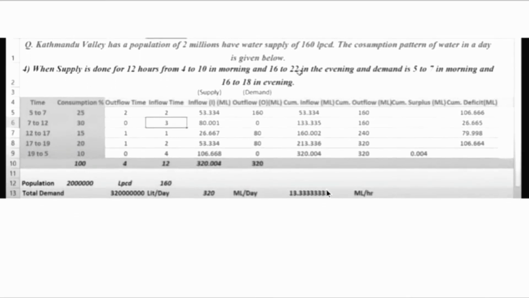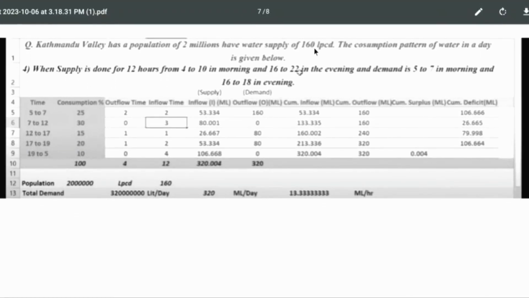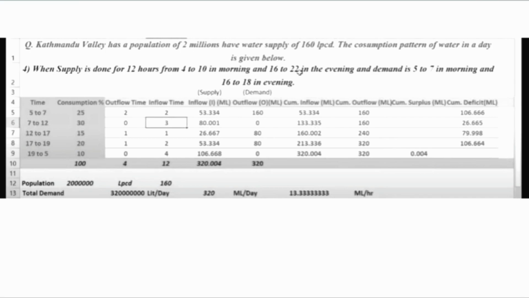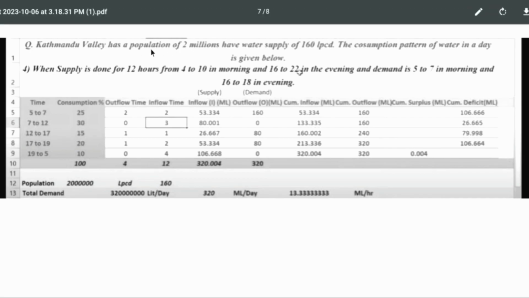In this last question, 2 million people with water at 160 lpcd gives 2 into 160, 320 million liters per day. Here is the Kathmandu Valley population and consumption. The supply is done for 12 hours: 4 to 10 in the morning, 16 to 17 one hour, 17 to 19 two hours, and 19 to 5, the remaining 4 hours, in total 12 hours.